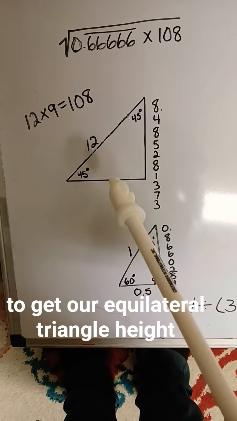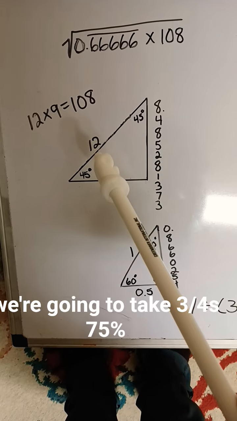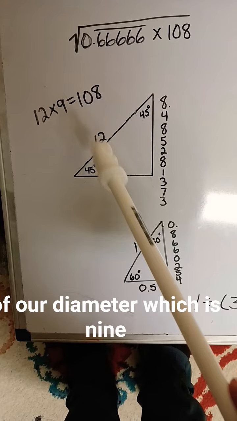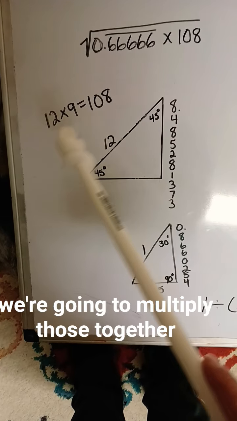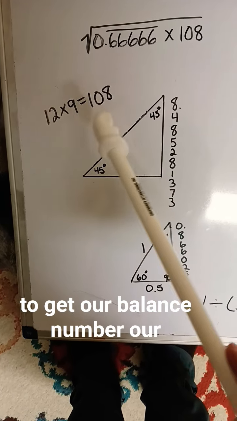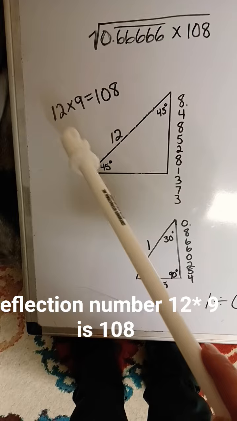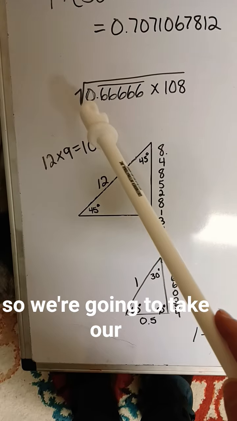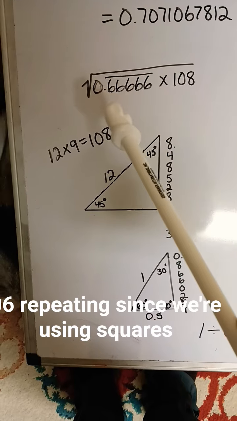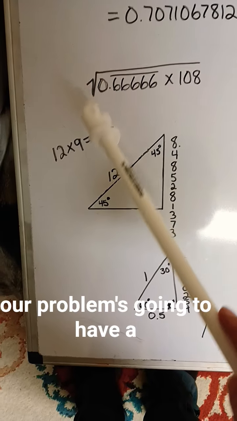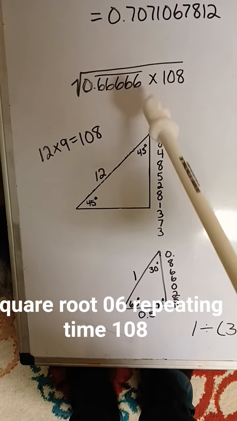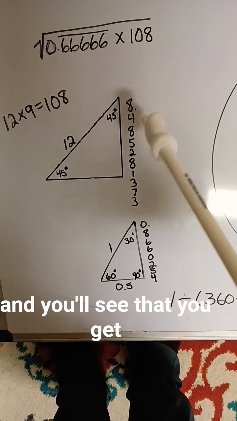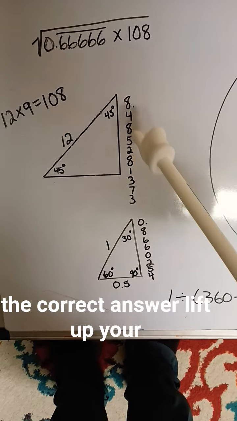To get our equilateral triangle height, we're going to take 3/4, 75% of our diameter, which is 9. We're going to multiply those together to get our balance number, our reflection number. 12 times 9 is 108. So we're going to take our 0.6 repeating. Since we're using squares, our problem's going to have a square root, 0.6 repeating times 108, and you'll see that you get the correct answer.